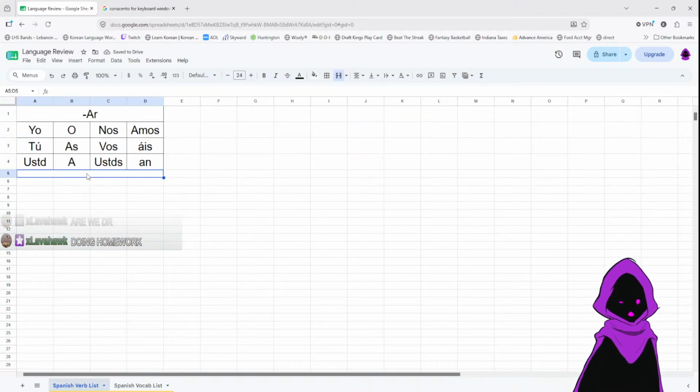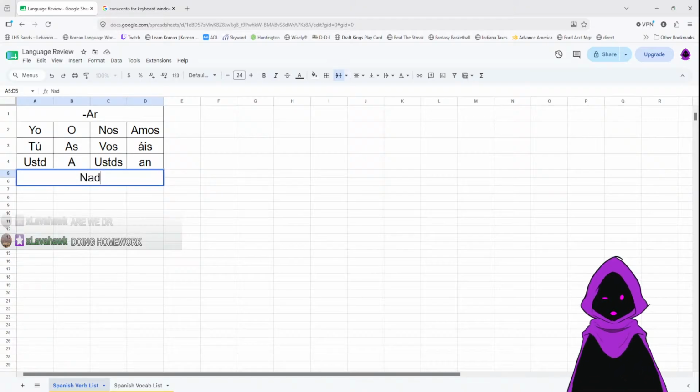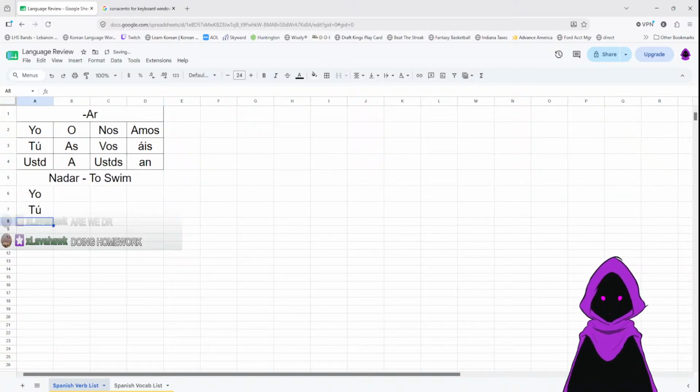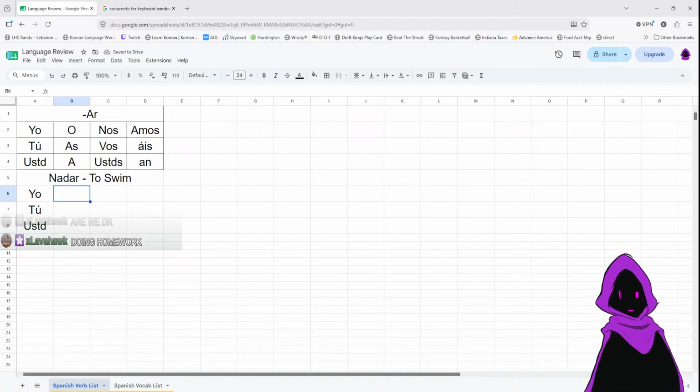So if we take, for example, the verb nadar, which means to swim, when we break it down into our yo, tú, and usted forms for our singular.